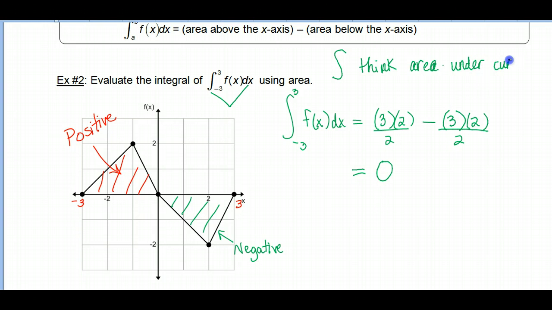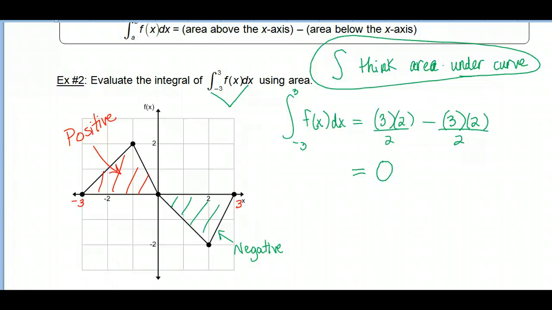Is it always area or are there exceptions? No, it's always area. Always area. Is it always under the curve? No, that's negative. Okay, so when I say under the curve, it's under the curve but above the x-axis.